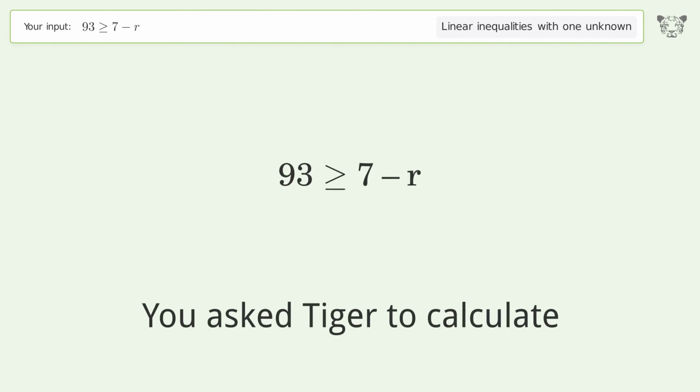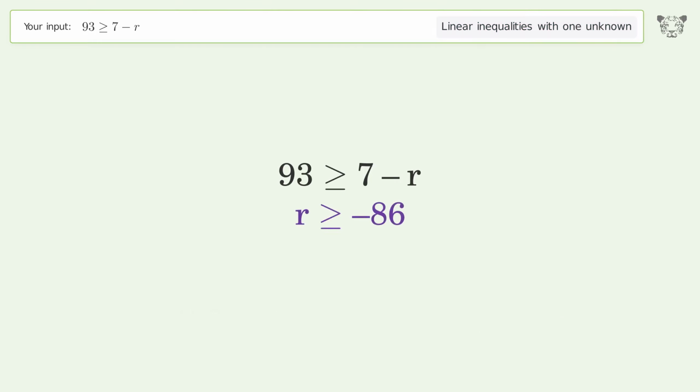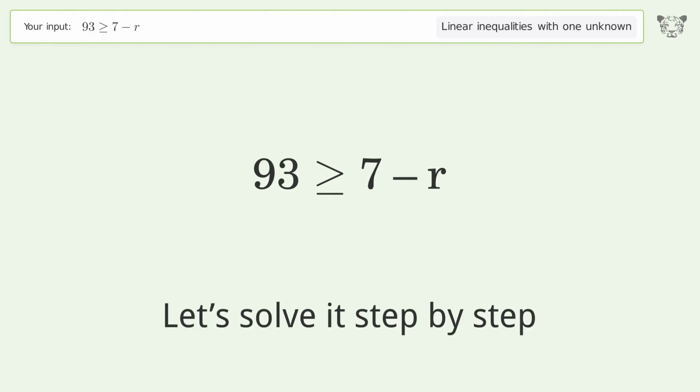You ask Tiger to calculate. This deals with linear inequalities with one unknown. The final result is r equal or greater than -86. Let's solve it step by step.